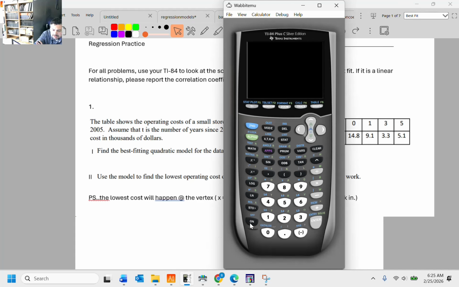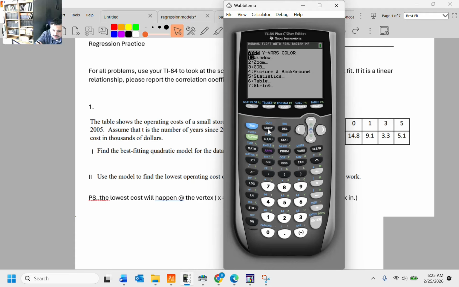So let's go through some stuff here just to make sure it's on. Let's turn diagnostics on so I can see the R value, the R squared value. So I hit second zero for catalog. I'm going to hit the alphanumeric D. You see it right there? That's going to drop me straight down to the D's. Then I can just down arrow to diagnostic on. Enter, enter. And let's throw this stuff in.